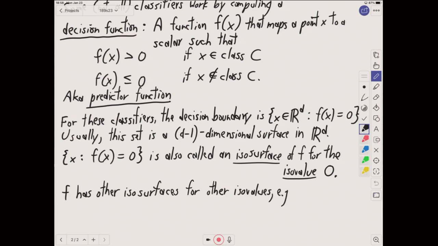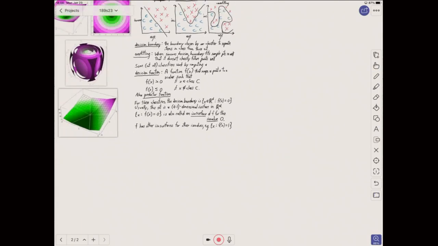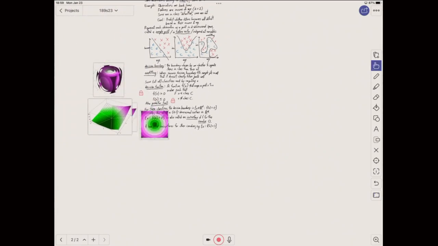So, we can talk about the set of all points where f of x is equal to 1, and that is also an isosurface. It's just an isosurface with iso value 1. There will be times in this course when our decision boundaries will be isosurfaces whose iso values are not 0. But today, the iso value will always be 0.